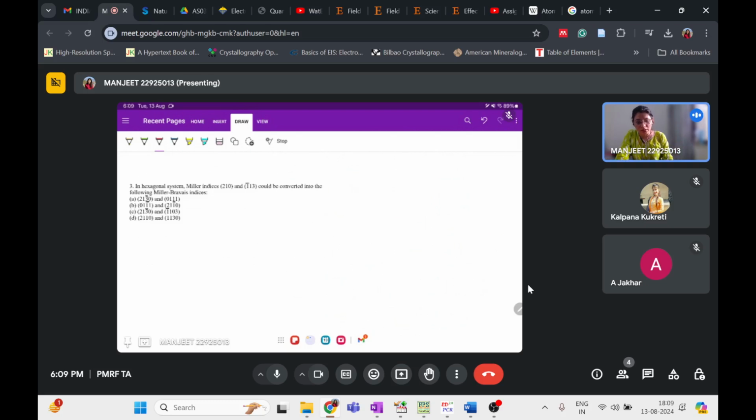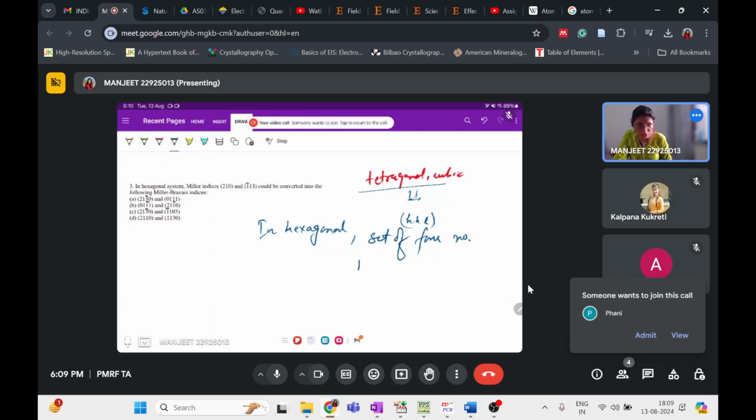See, in FCC, cubic, orthorhombic, tetragonal, in all these systems, if I'm talking about the cubic one, we define the Miller indices by a set of three numbers, that is, let's say H, K, L. But in hexagonal, we define the Miller indices by a set of four numbers.